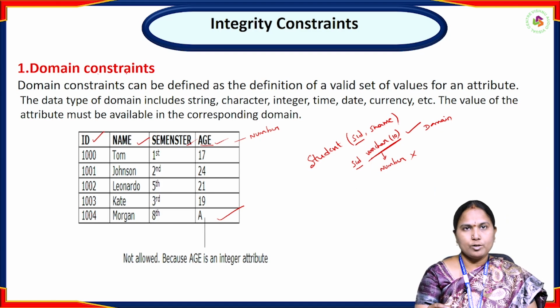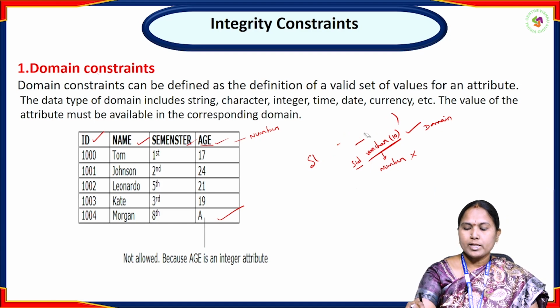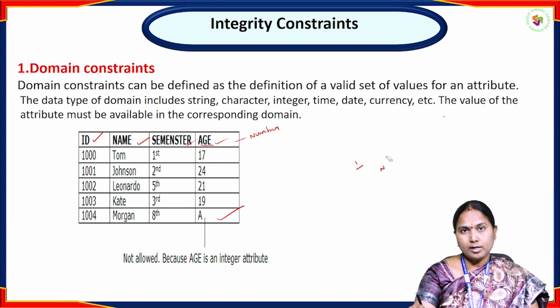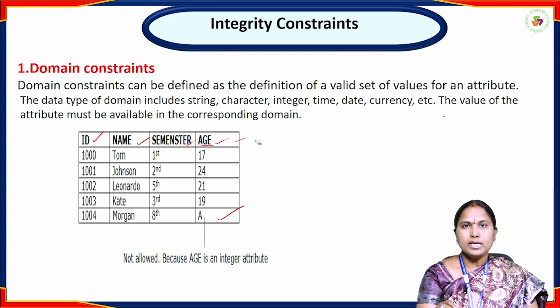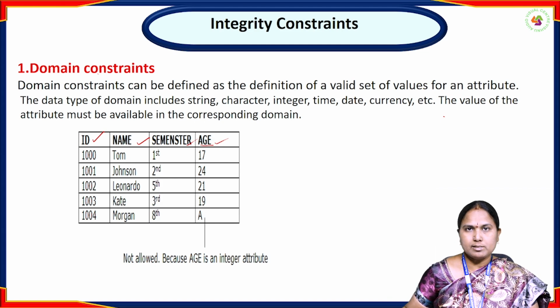This is called the domain constraint. The domain constraint can be defined as the verification of the column data types, whether the values inserted inside that particular column are within the given range of the data type or not. That verification can be done with the support of the domain constraint. Okay, is it clear? Domain constraint.